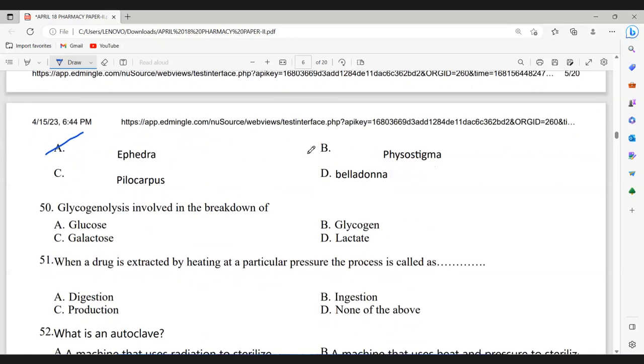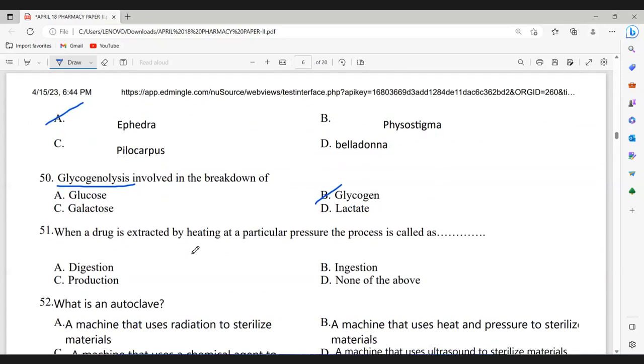Then 50. Glycogenolysis is involved in the breakdown of glycogen. When a drug is extracted by heating at a particular pressure, the process is known as autoclaving.